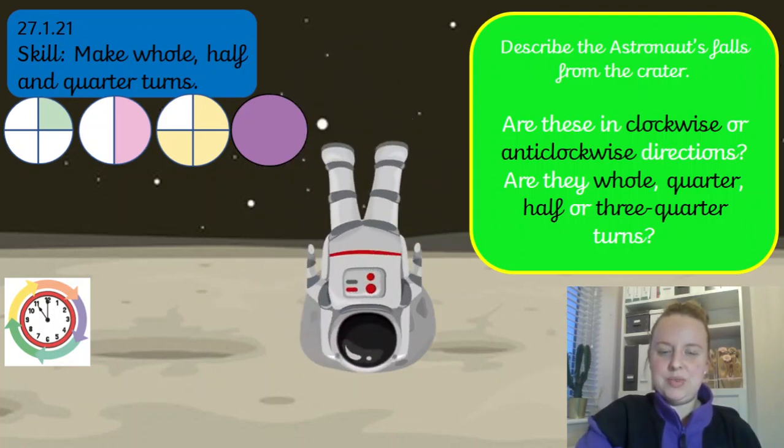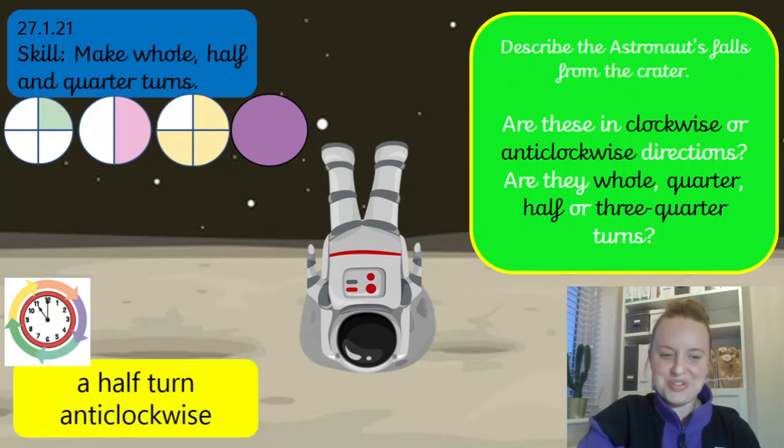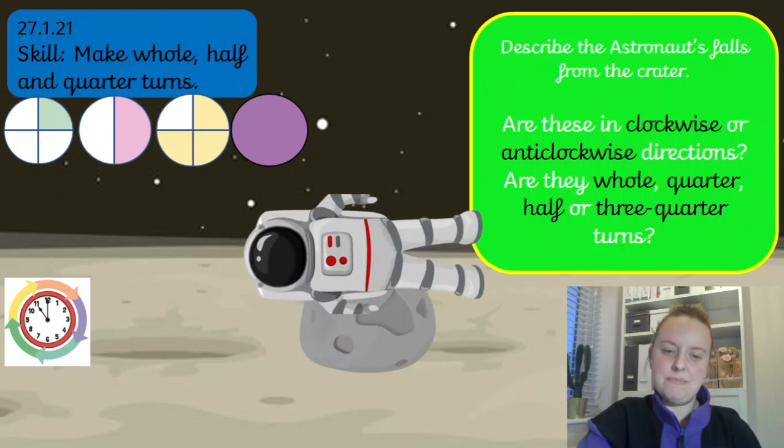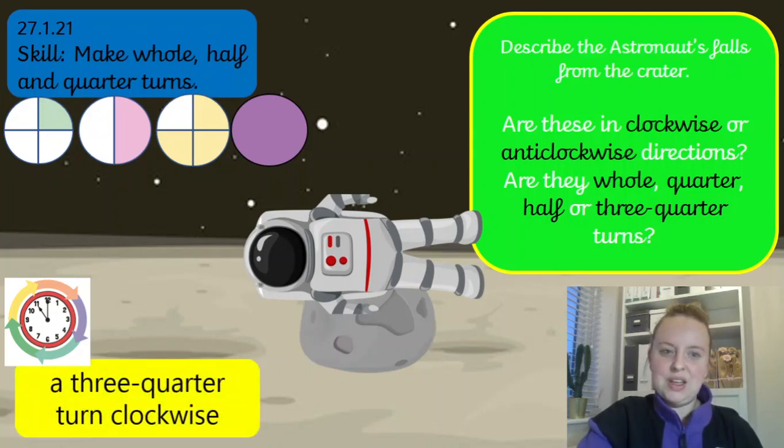Watch carefully. And he's ended up upside down. And he went anti-clockwise. And it's a half turn. A half turn anti-clockwise. Which direction did he go this time? He went clockwise, and it was a 3/4 turn clockwise. 3/4 turn clockwise. He didn't quite make it back to standing up straight, did he? He's still on his side. So 3/4 turn.